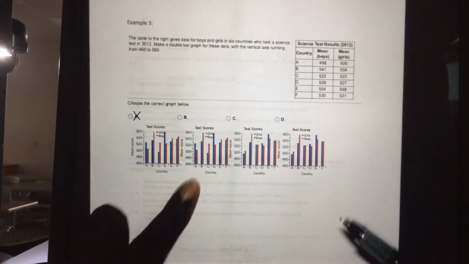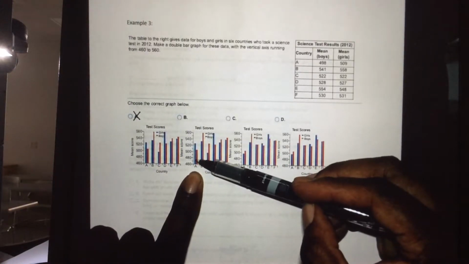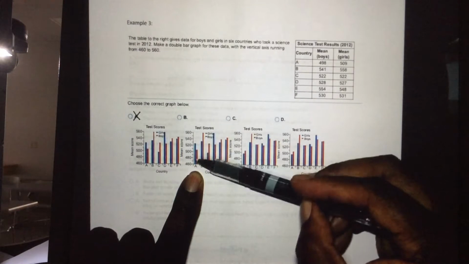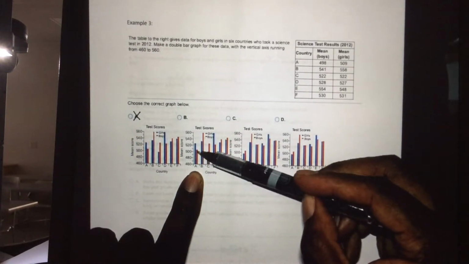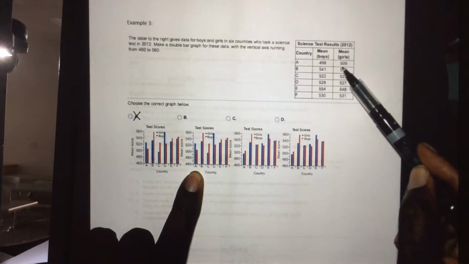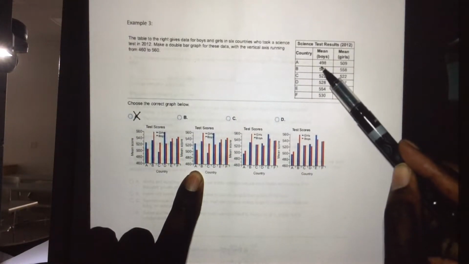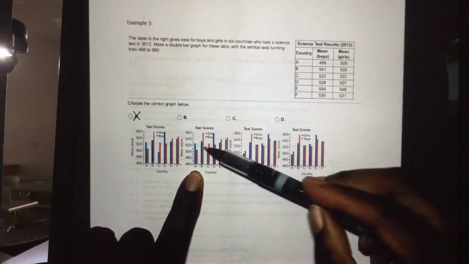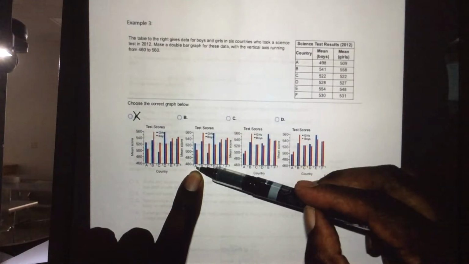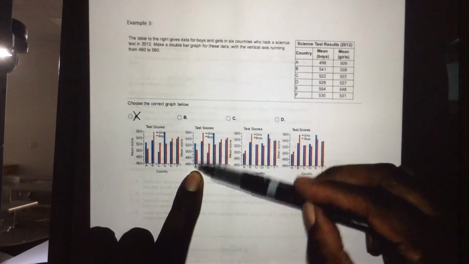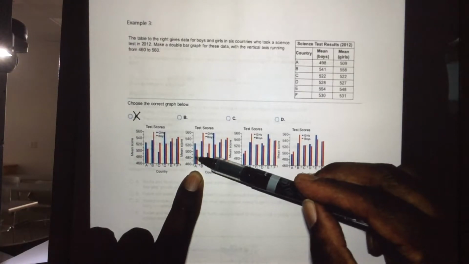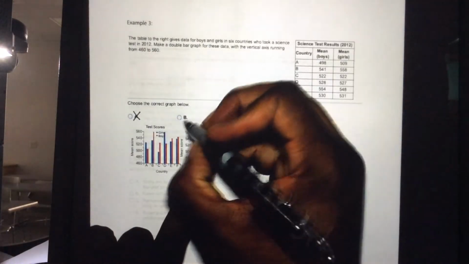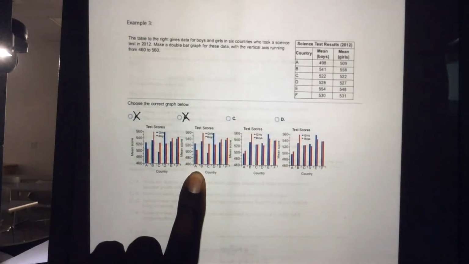Now, what about B? Well, here, they're letting the blue be boys and the red be girls. Here, the bar for the girls has to be taller than the bar for the boys in country A. That's not the case here, because this bar represents the boys, this bar represents the girls. This has to be taller than the one for the boys. That's not the case. So here, B is excluded.